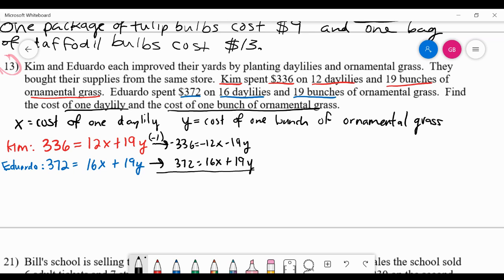So now we can add these equations. The y's eliminate. 372 plus negative 336, that is just 36, equals 4x. And then to solve for x, divide both sides by 4. So x is equal to 9.